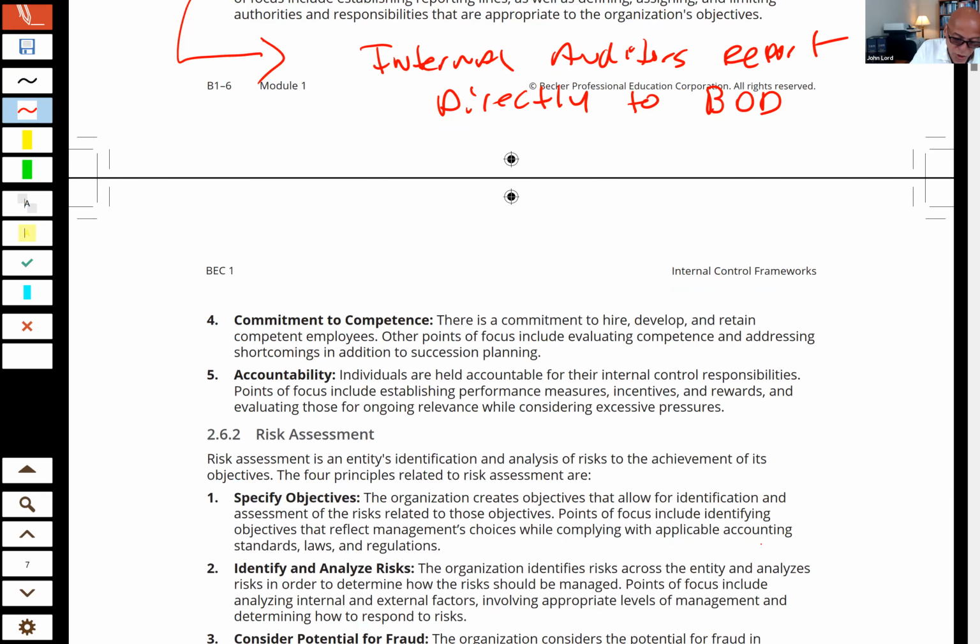Now, commitment to competence. What are we doing there? We're making sure there is a commitment to hire, develop, and retain competent employees. So you want a CPA, perhaps, to be the one that is your controller.